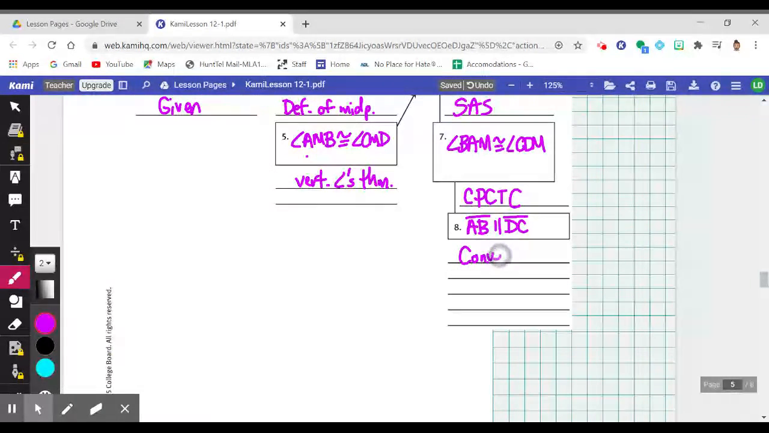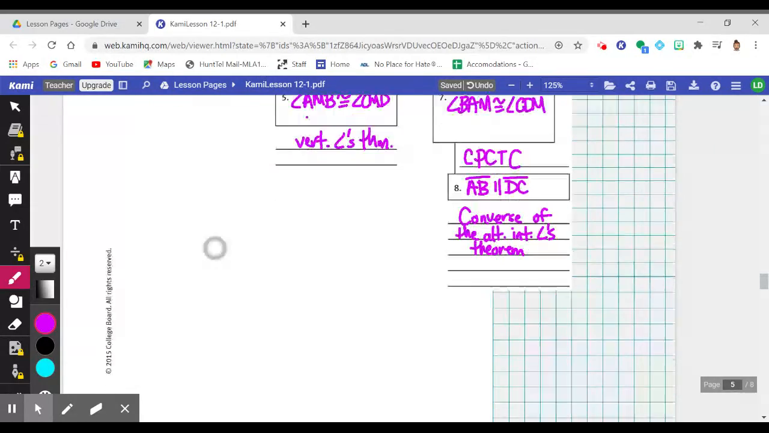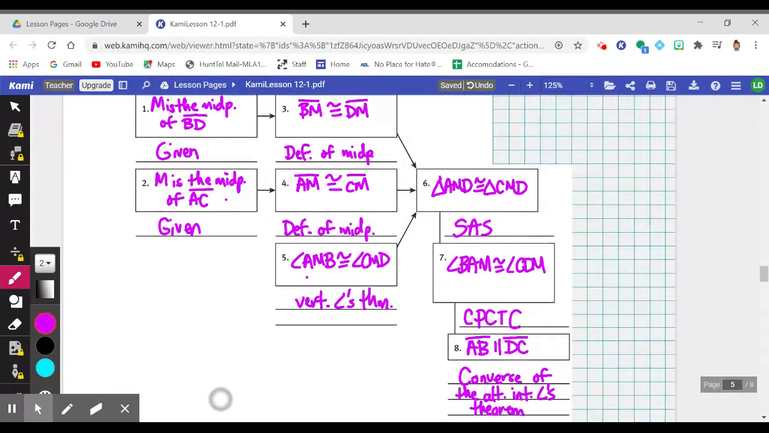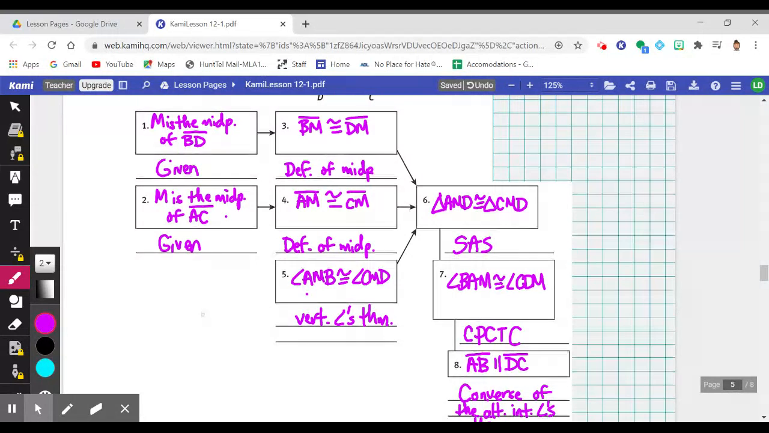The converse of the alternate interior angles theorem. The original theorem states that if sides are parallel, alternate interior angles are congruent. So the converse is, if the alternate interior angles are congruent, the sides are parallel. And that is the completion of our flowchart proof.